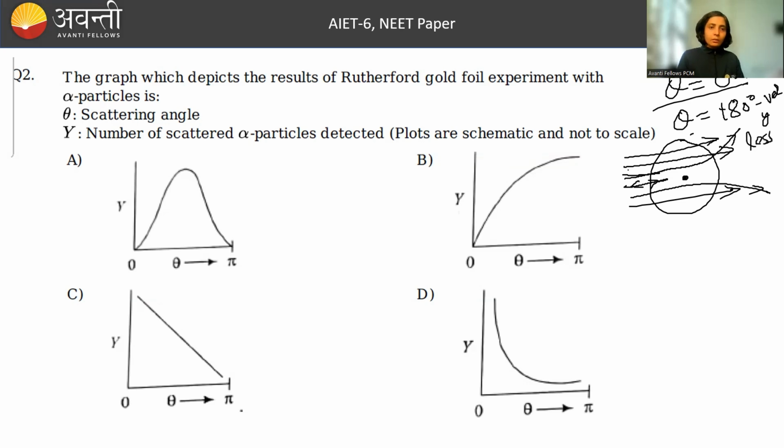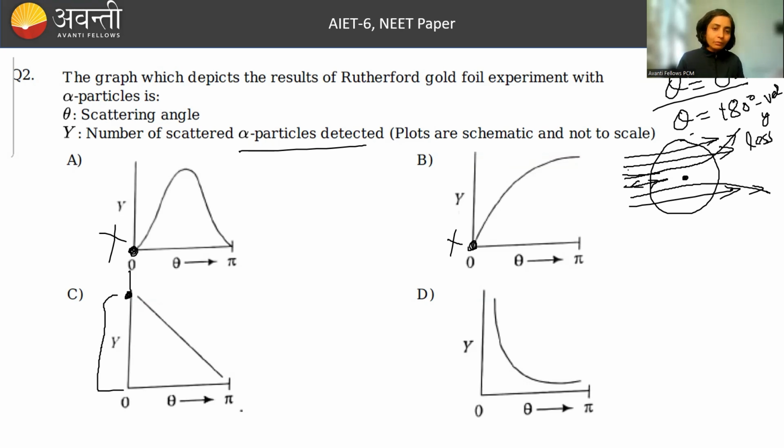Okay? Y is the number of scattered alpha particles detected. Now, if you draw the graph of y versus theta, then for theta equal to 0 degrees, you will get the maximum value of y. So here theta 0, y is 0. This is not correct. Here also when theta is 0, y is 0. This is also not correct. And here when theta is 0, y is a certain finite value, right?